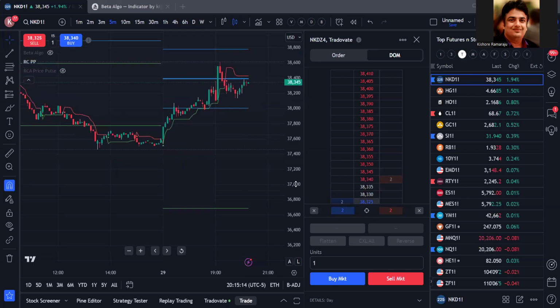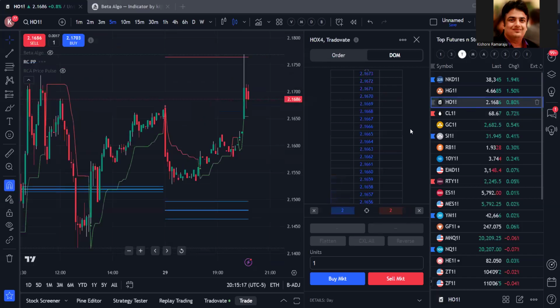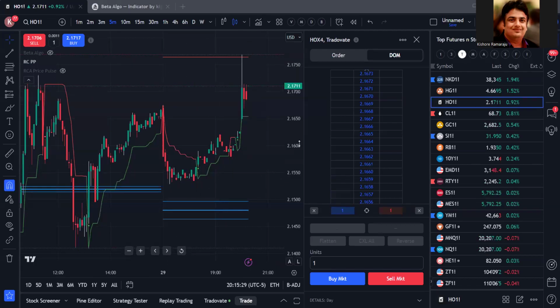So for crude oil, the price is above, and heating oil also, you can see. Right? These are the lines for today, and the price is above the lines. That means it is overall bullish.